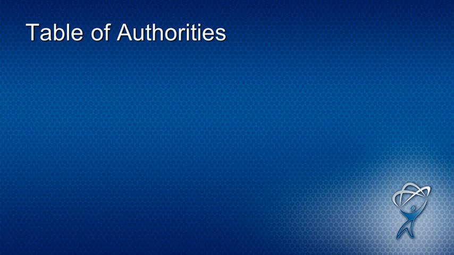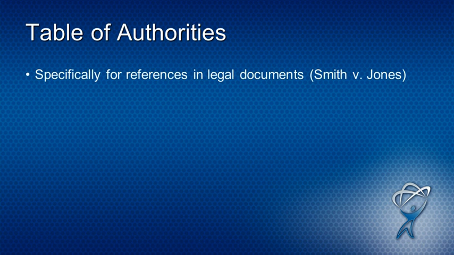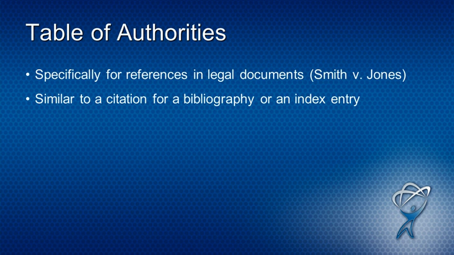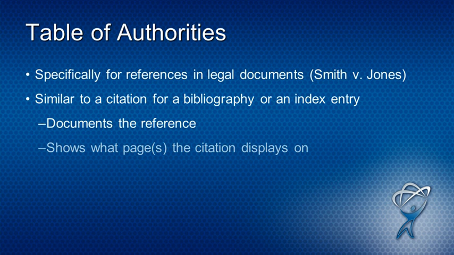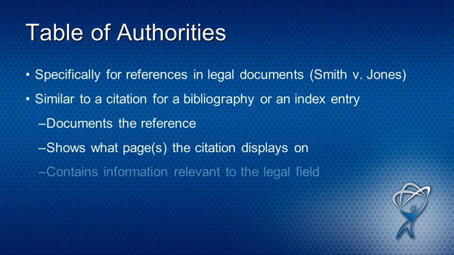Now for the last one, a table of authorities. This one may be something you haven't heard of before because it's specifically for references in legal documents. For example, Smith versus Jones. It's similar to a citation for a bibliography or an index entry, in that it documents the reference itself, where did it come from, and it also shows what pages the citation displays. So it's again like both a bibliography and an index combined in a legal setting.